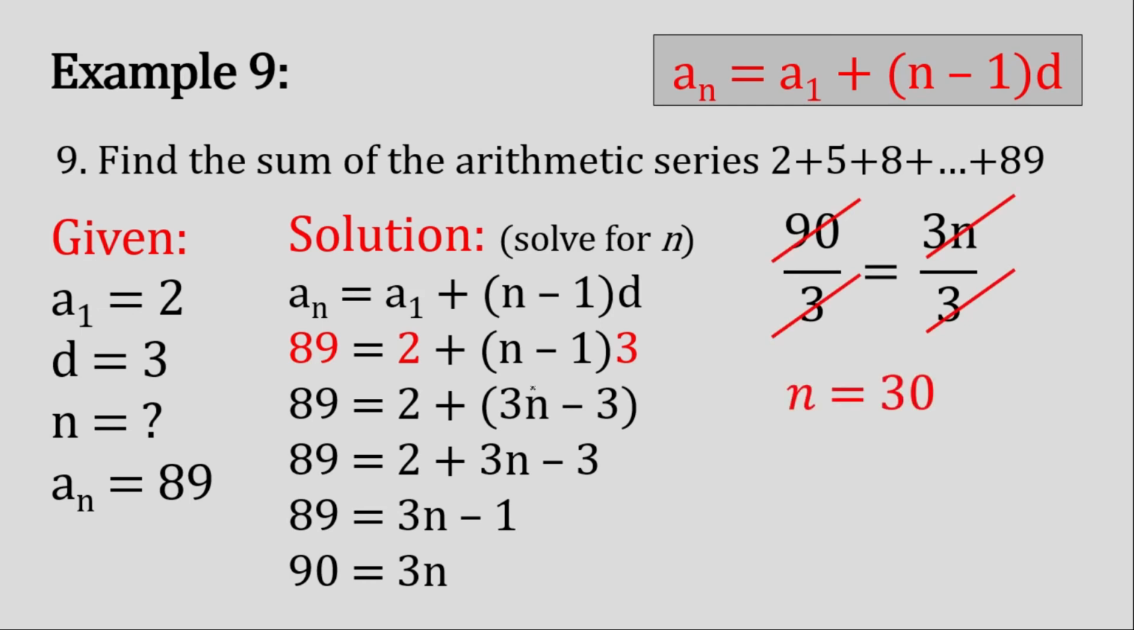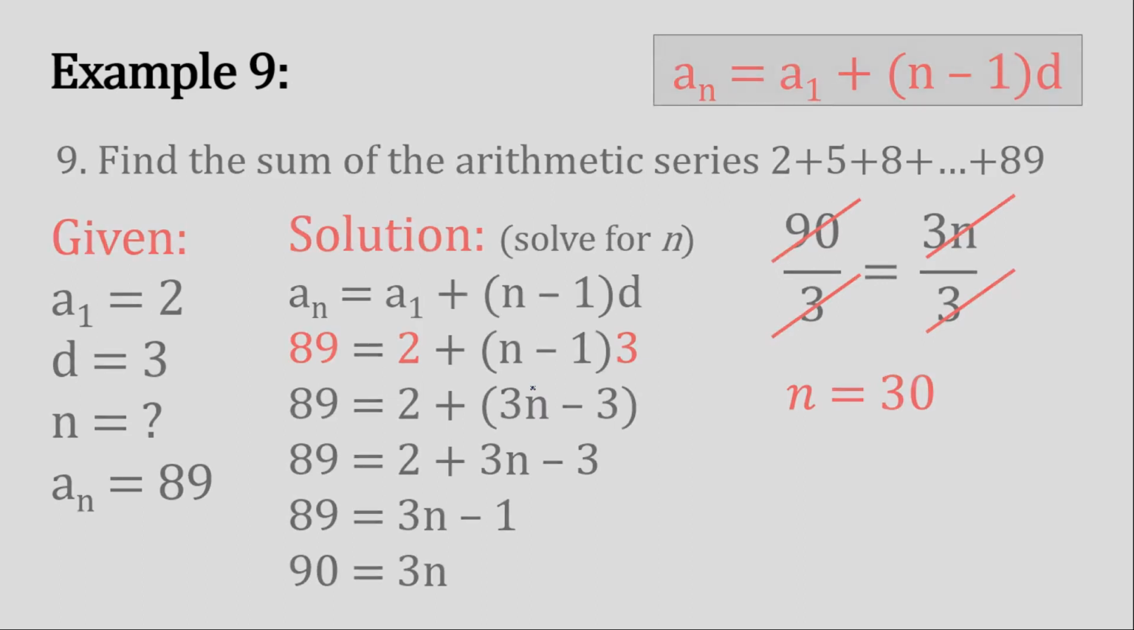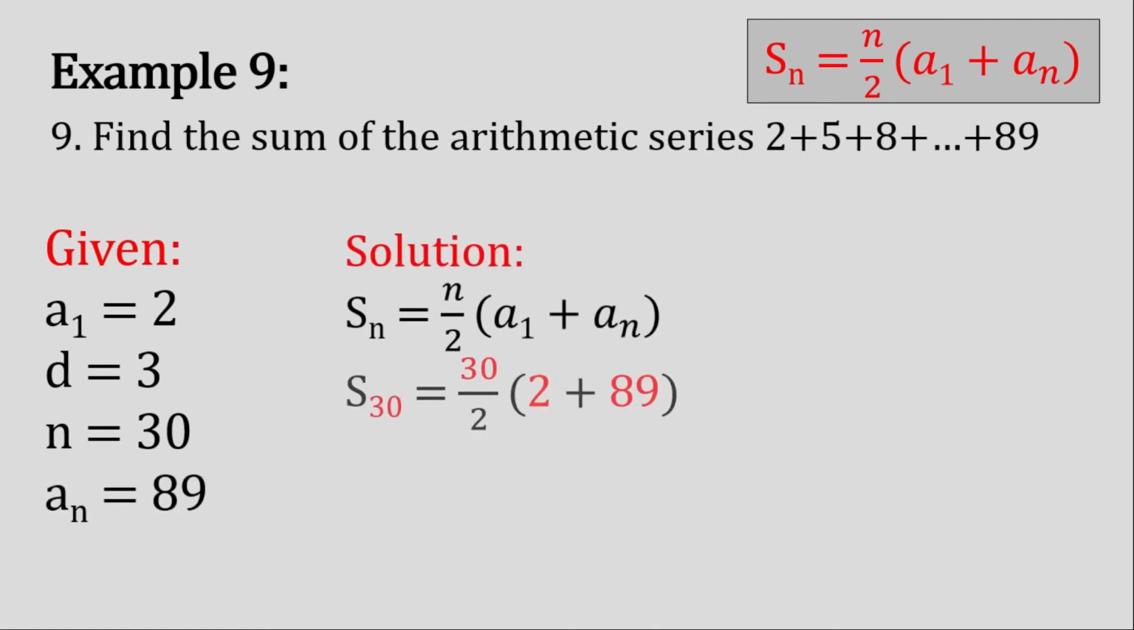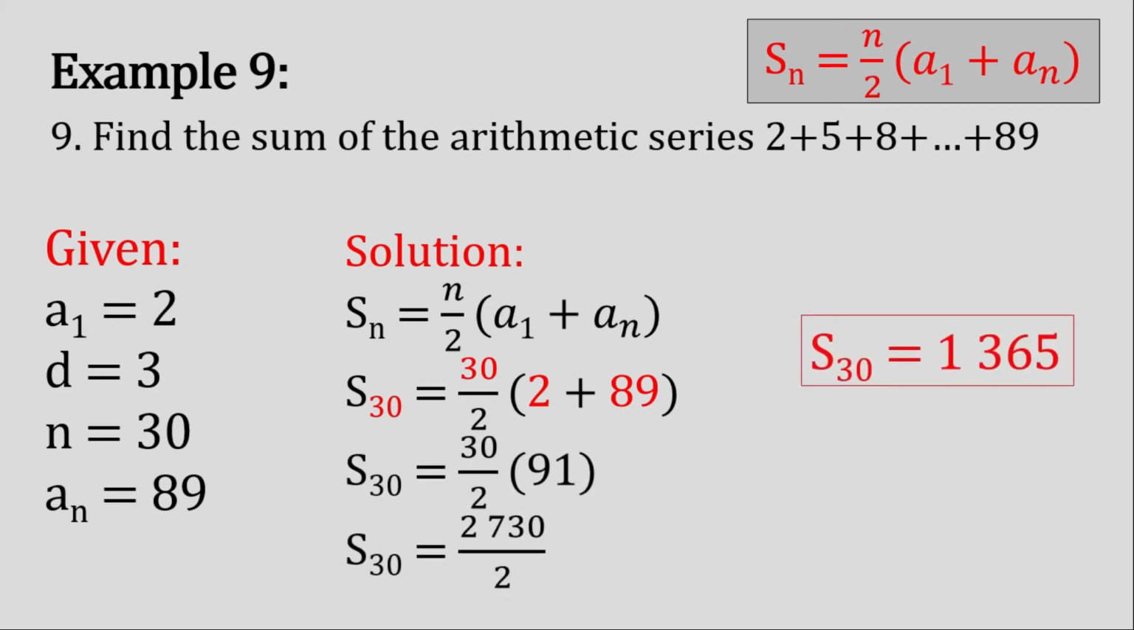So we just proved that the sequence has 30 terms. So now we have the value of n and we have the last term. We can now solve for the sum of the series. And the sum is 1365.